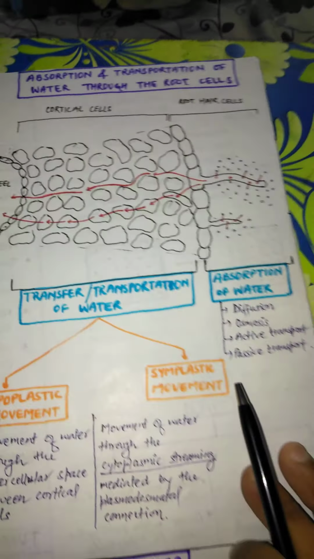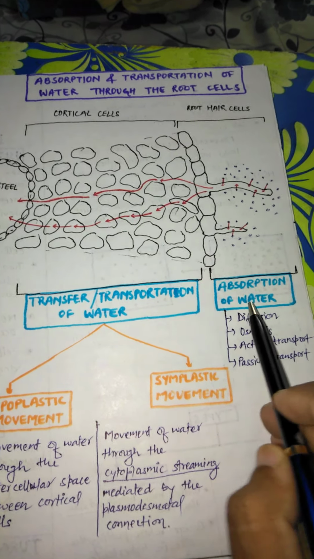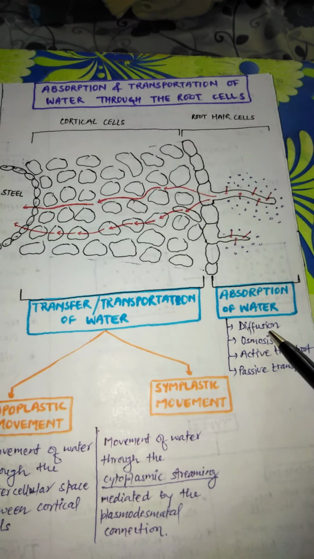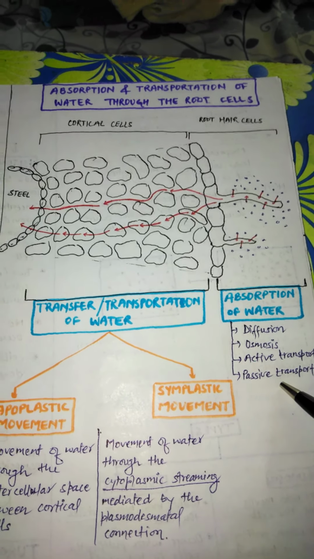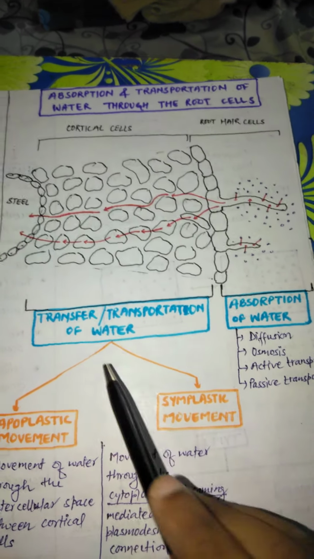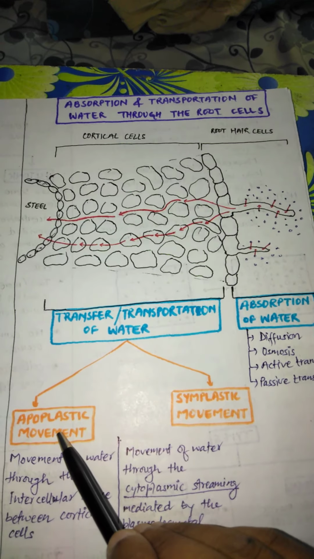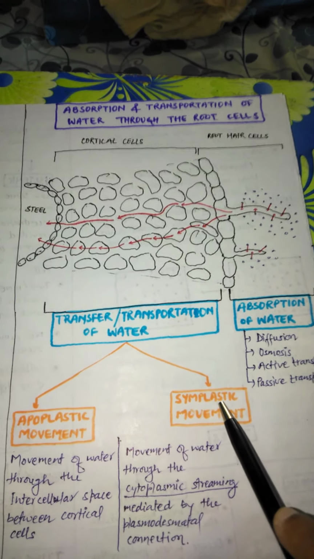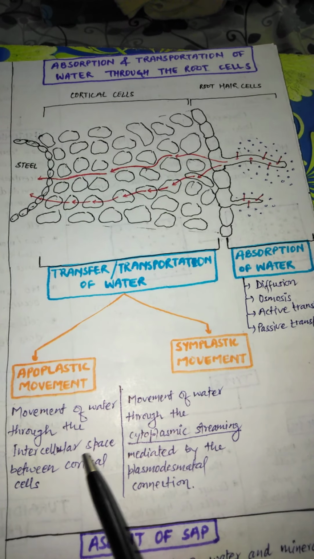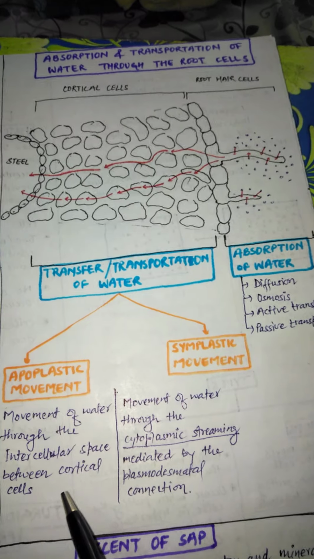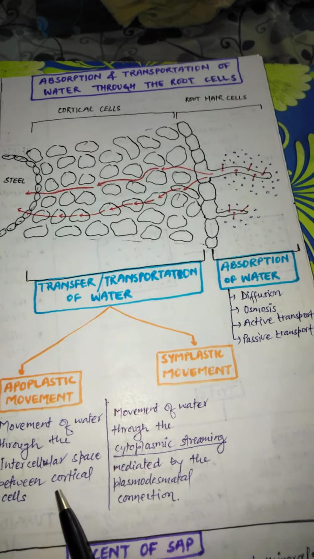Listen, this process can be categorized into two forms. The first is the absorption of water, which can be mediated by diffusion, osmosis, active transport and passive transport. These are the different modes of absorption through the root hair cells. Transportation of water is mediated by two pathways, apoplastic and symplastic. In the apoplastic pathway, water moves through the intercellular space between the cortical cells only.